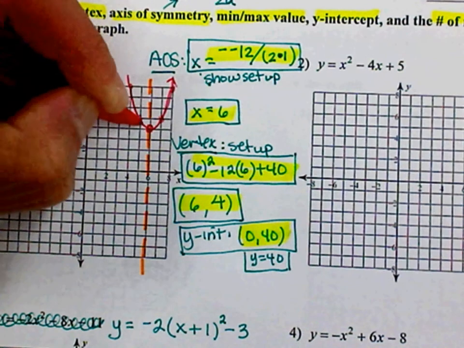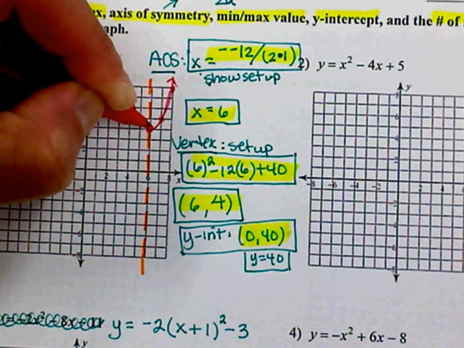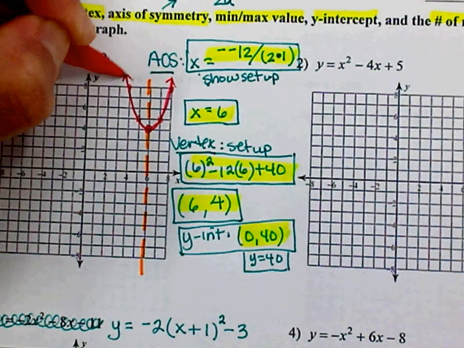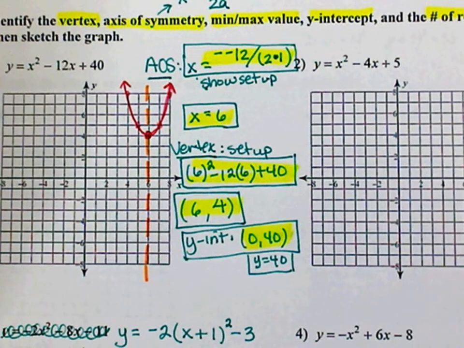Can you have a sharp point right here? No. A sharp point is an absolute value. So make sure there's a curvature. Okay? There you go. All right. Any questions about the graphing?